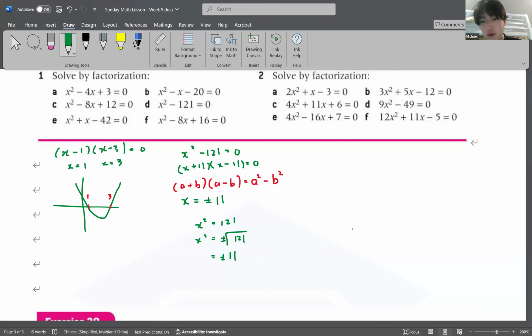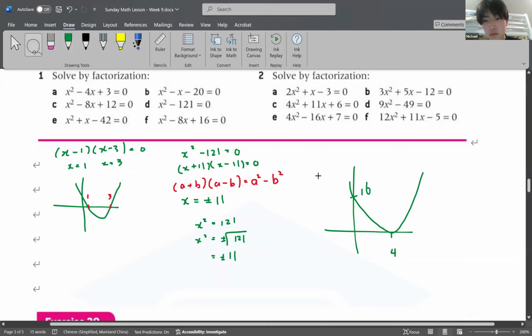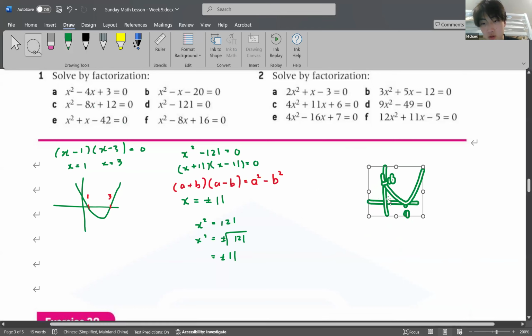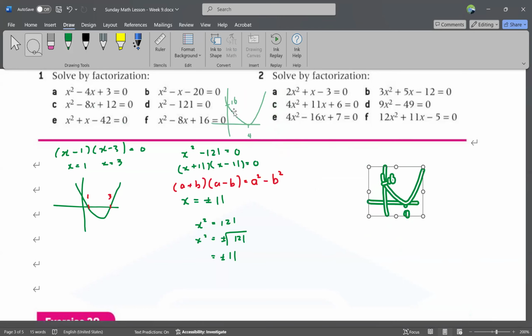Why is it the only solution? If we think about the graph, it looks something like this. At 4, it looks something like this. This is a 4, okay? And this is probably 16. That's for question F, okay? Any questions? No. Cool.